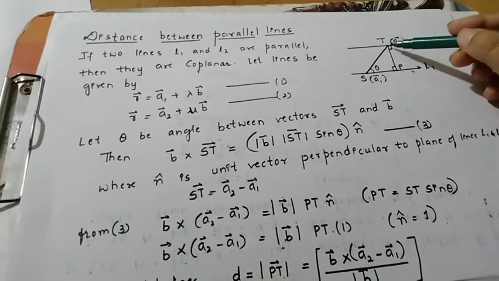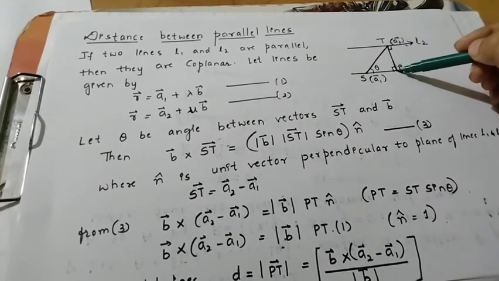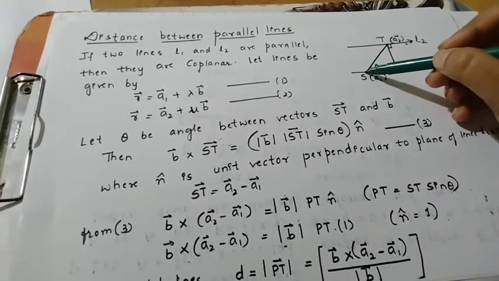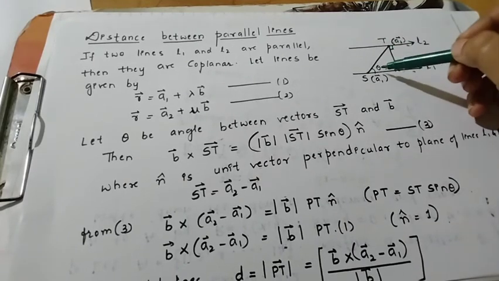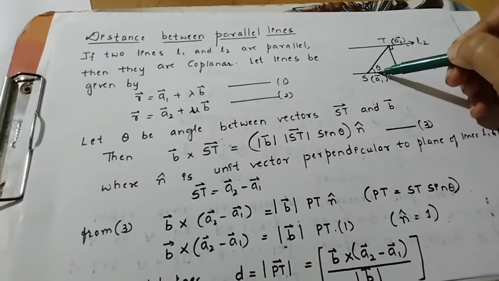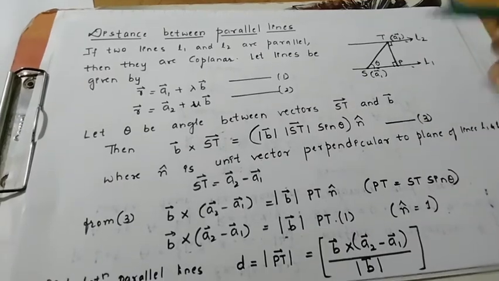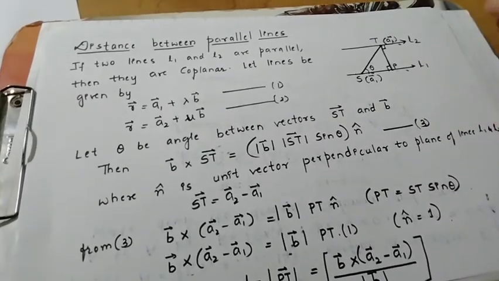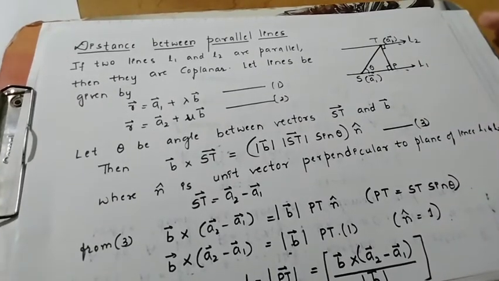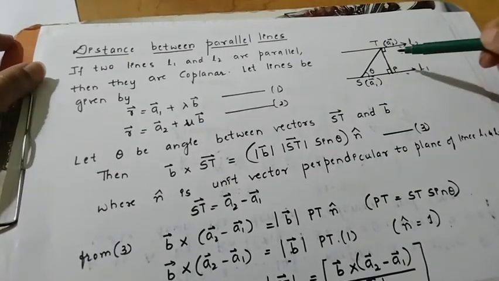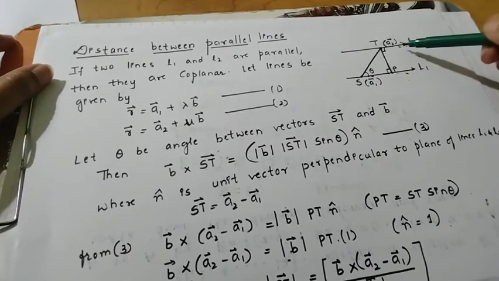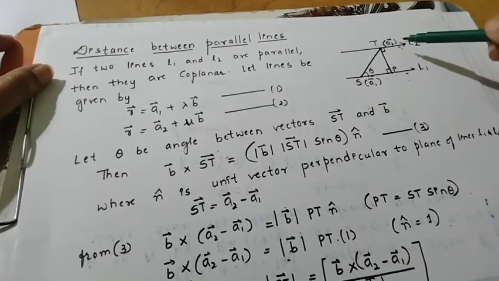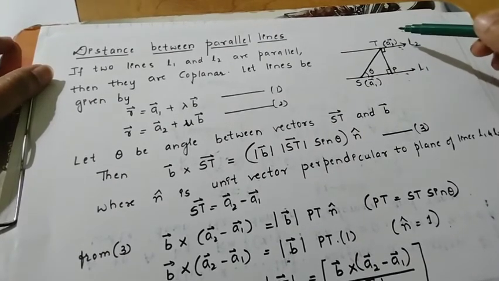It is denoted by the distance PT. Here I have constructed a triangle and this angle I have taken as theta. First, the introduction: describing the diagram, you have to write that there are two lines L1 and L2, L1 is parallel to L2, and they are coplanar. Coplanar means they exist in the same plane.